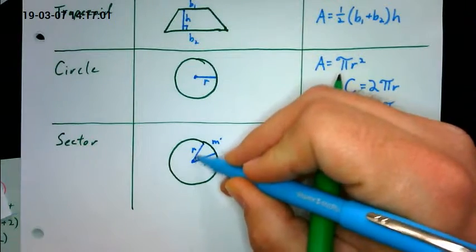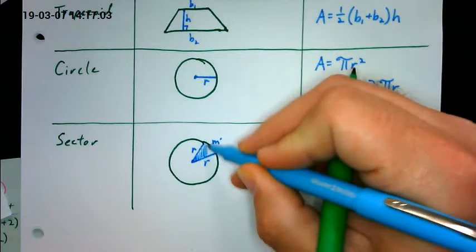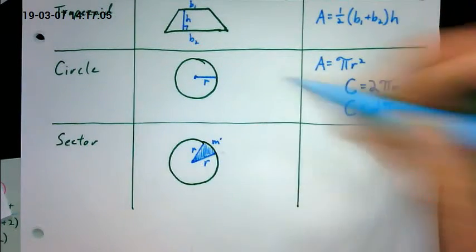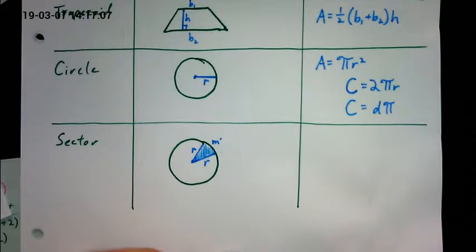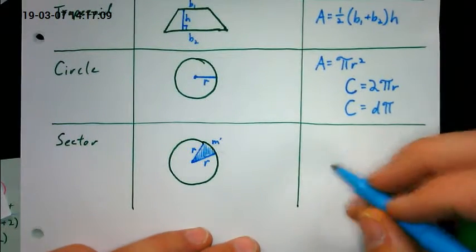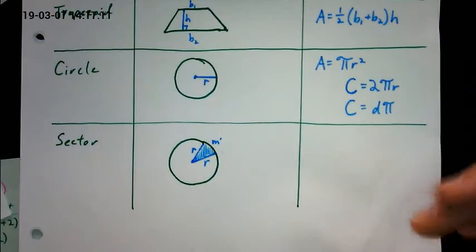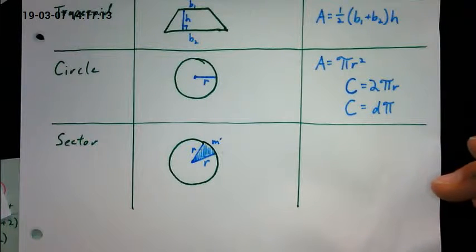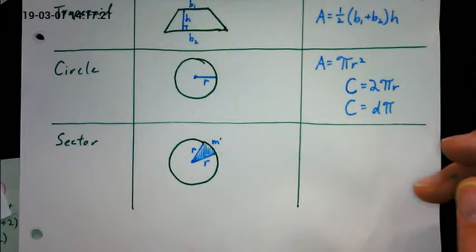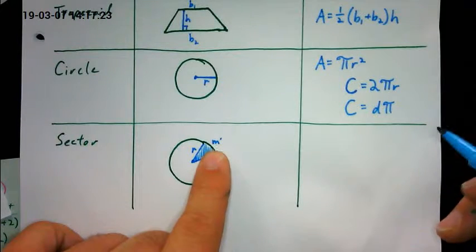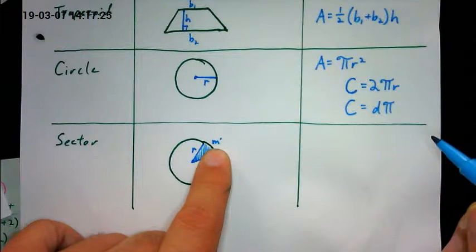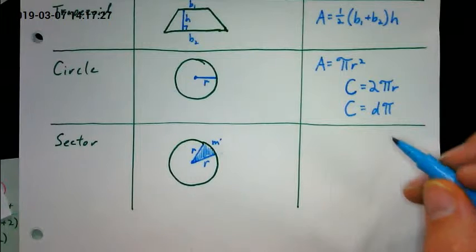Again, what we're finding here is the area of this sector. What is that? M for measure. When we have an arc, we talk about it in terms of measure in degrees. A full circle is 360 degrees. And so this one is representing our measure of that arc. That's what the M's for.